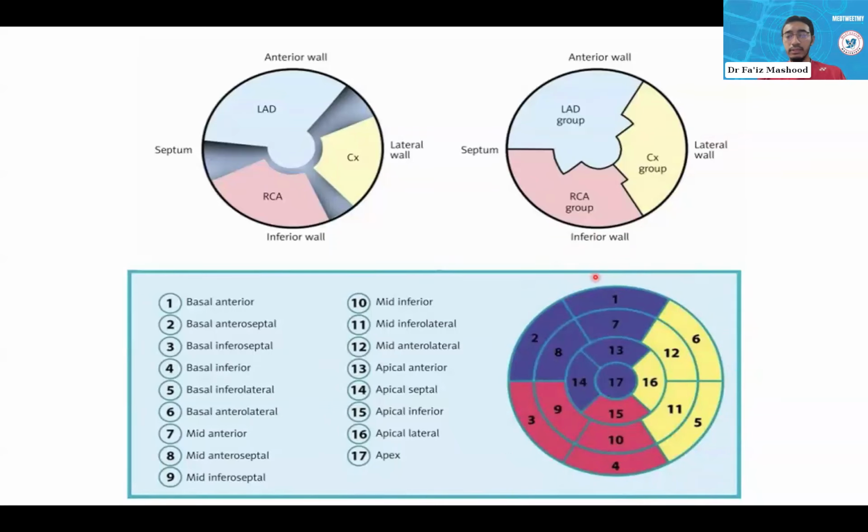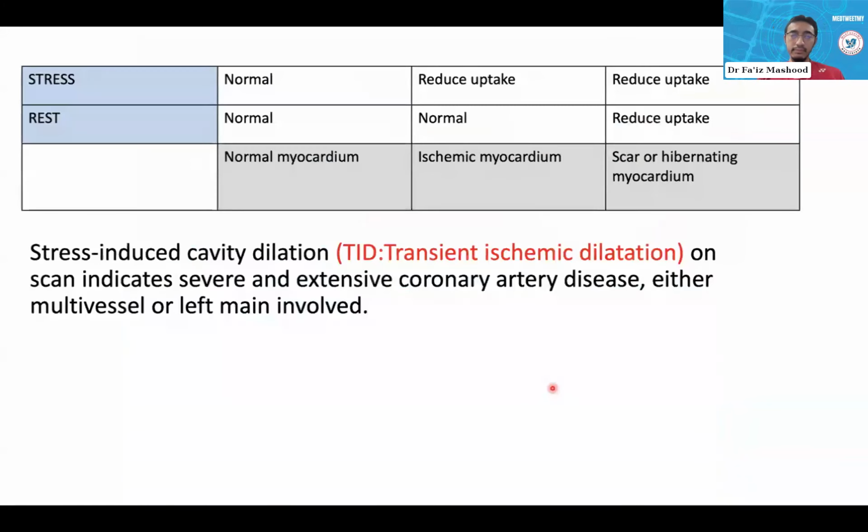So here, this part is anterior. So we're talking about area 13. We are talking about apical anterior. Let's say if we're talking about area number 3, we're talking about basal inferoseptal. Why inferoseptal? Because it's in between area of septal and inferior. Okay, that's a general example of it.